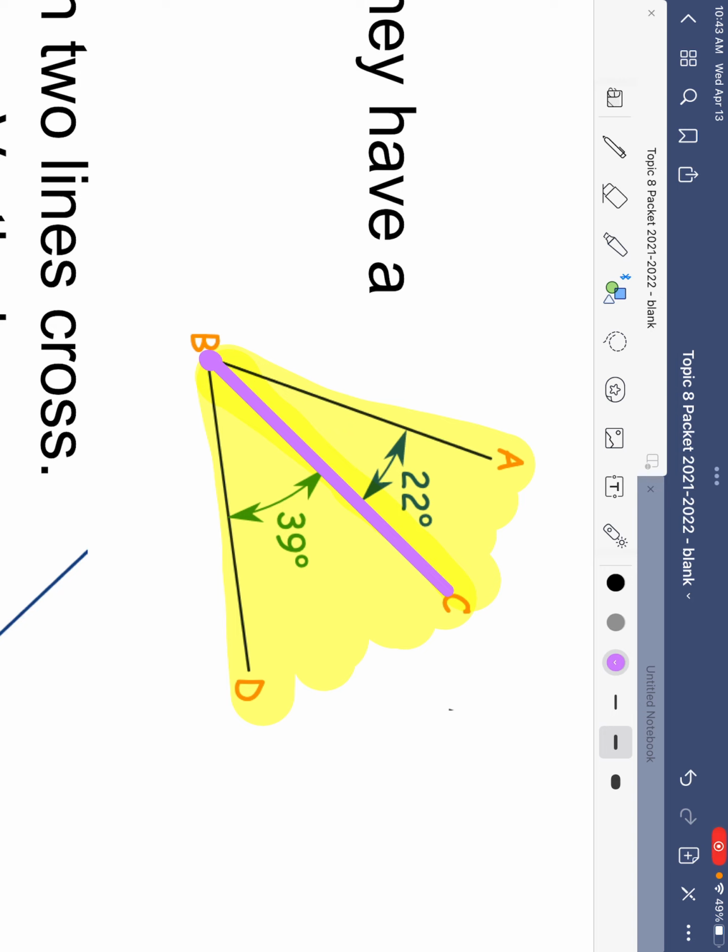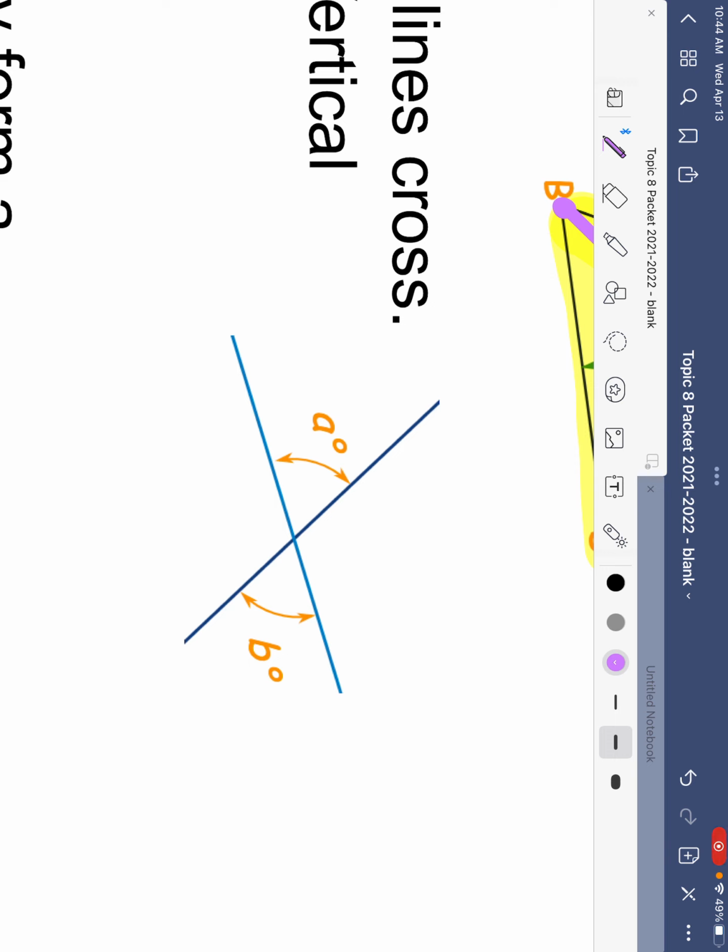So let's look at this image right here. I know that angle A right here is directly across from angle B right here. So I can see that they are directly across from each other. And what I know is whatever A is, it's equal to B. So if A was, let's just say it's 85 degrees, I know that B would also be 85 degrees. Okay, they are the same angle measure.